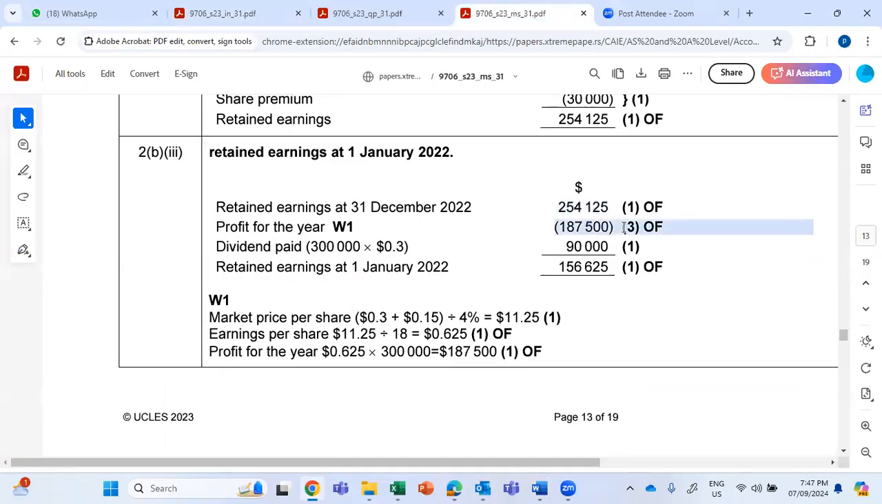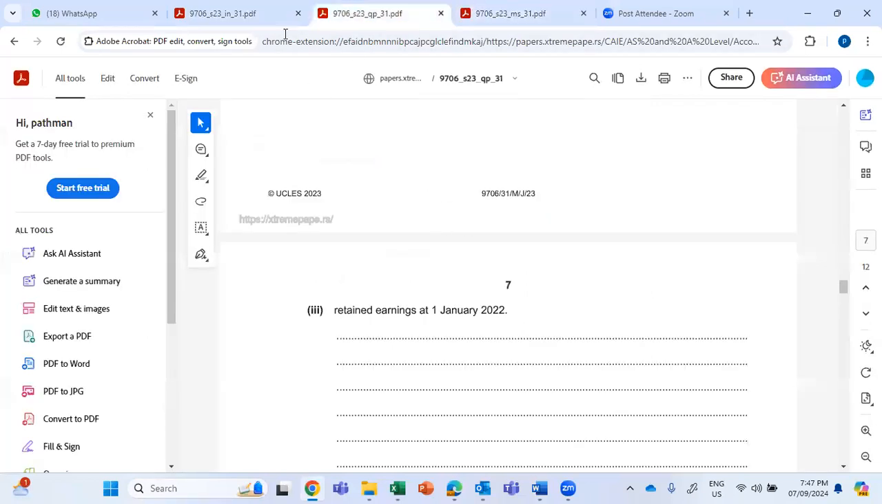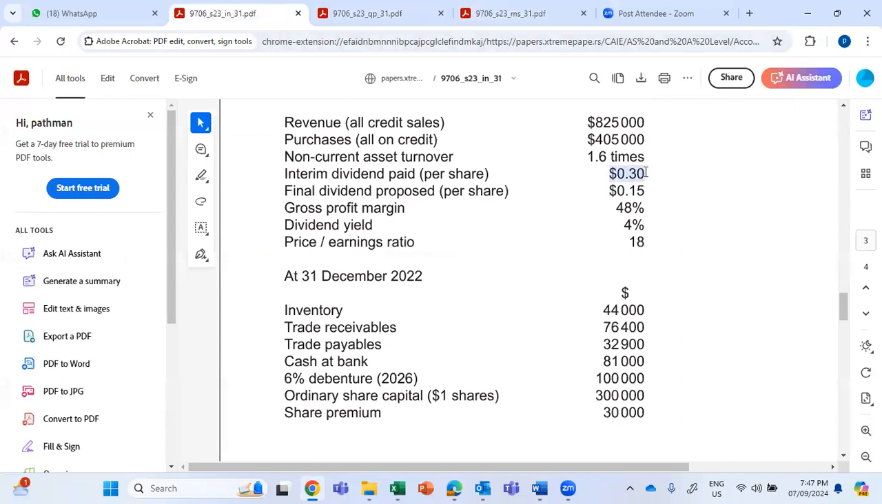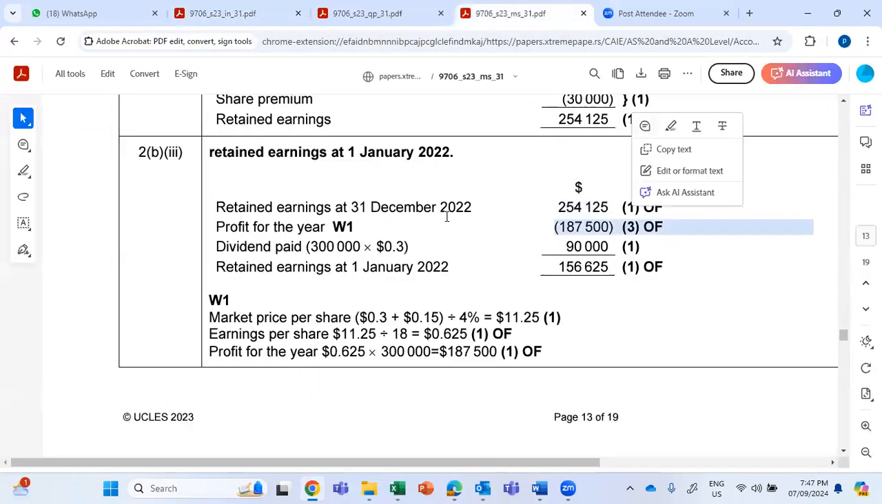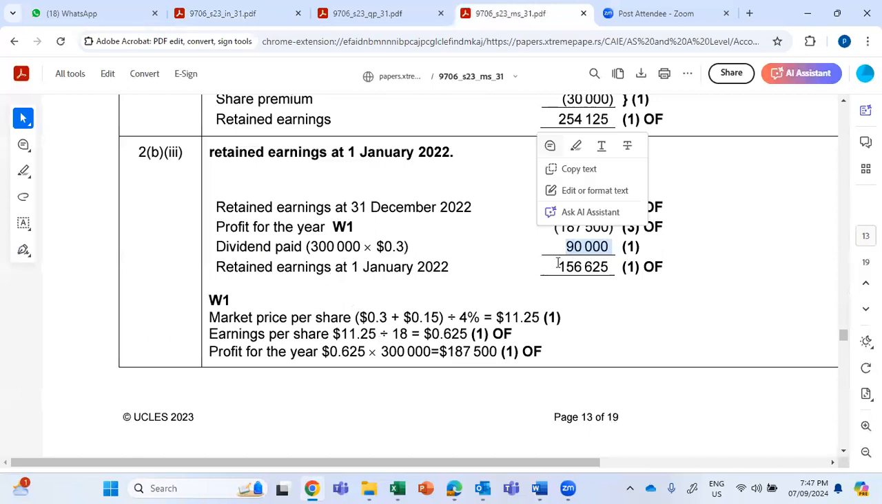Okay. Then the dividend paid was, remember, 30 cents per share just now here. 30 cents for one share. So for 300,000 shares, 90,000. So therefore, that's the retained earnings brought down.